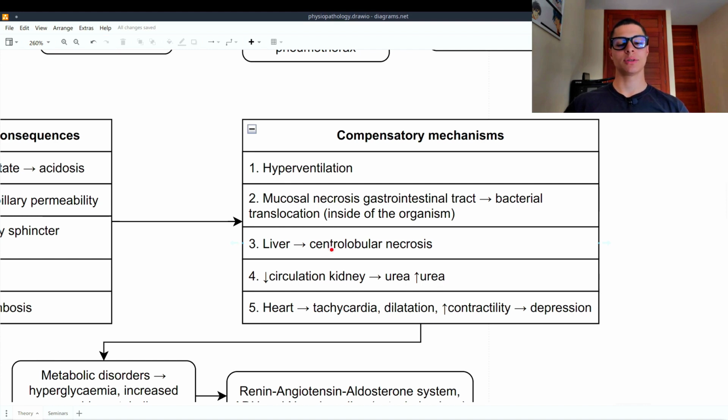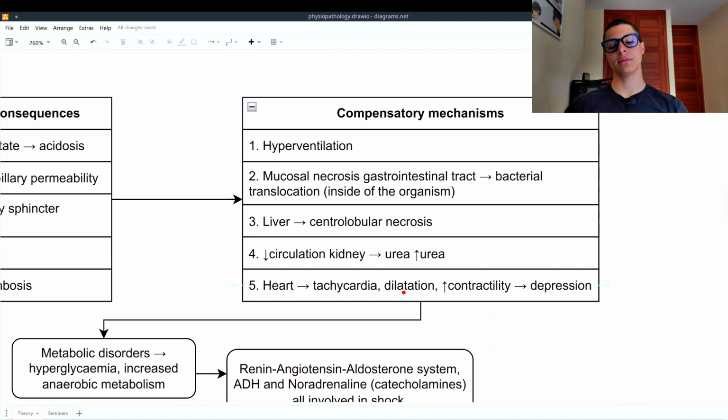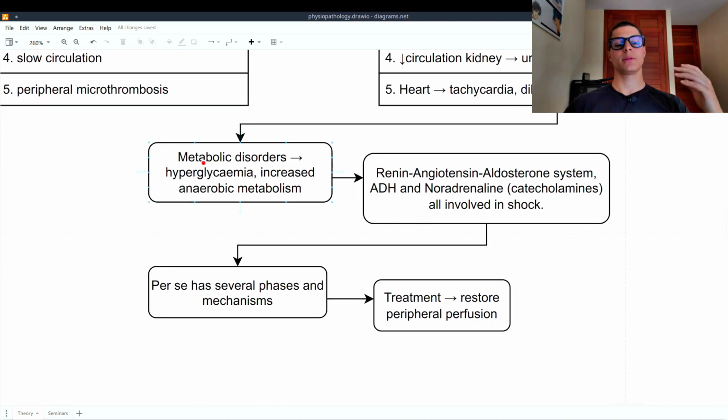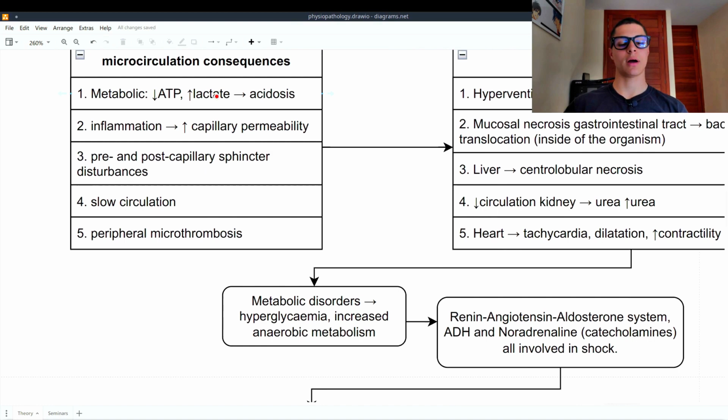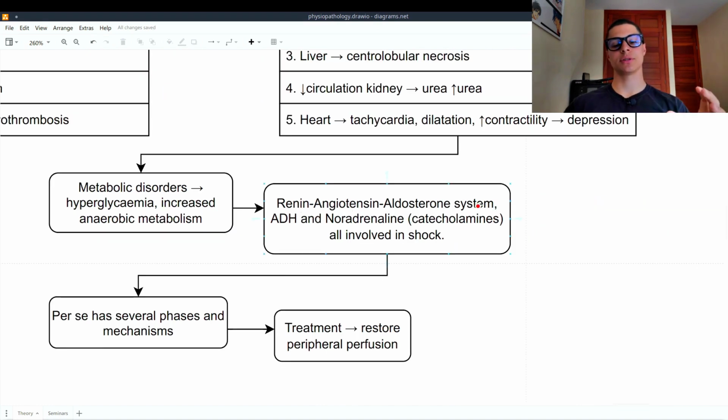The liver, well, the centrolobular necrosis. At the kidney level, well, we have lower circulation, therefore higher urea levels. And in the heart, we have tachycardia, dilatation, higher contractility, and that will equal depression. Metabolic disorders: we have hyperglycemia and increased anaerobic metabolism. As we said here, this is indeed anaerobic. The renin-angiotensin-aldosterone system will also act, as well as the ADH, the antidiuretic hormone, and the catecholamines such as noradrenaline mainly. They are all involved in the shock, because they are all involved in the blood circulation indeed.